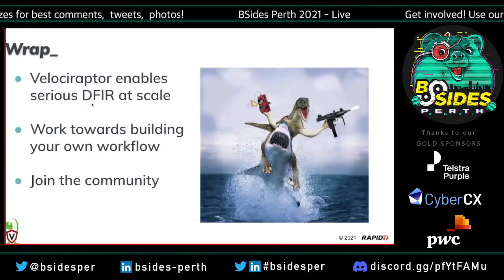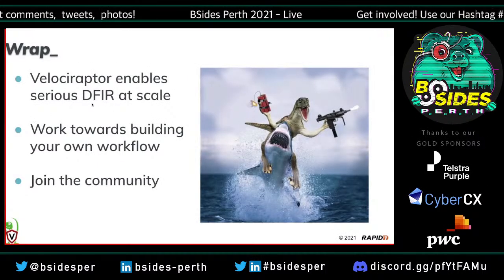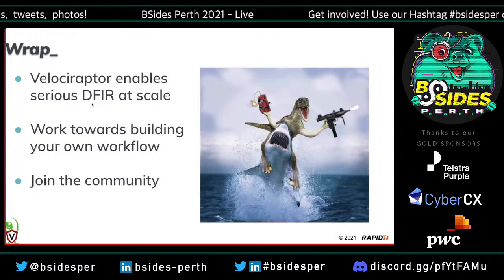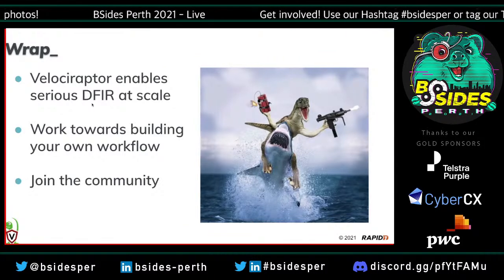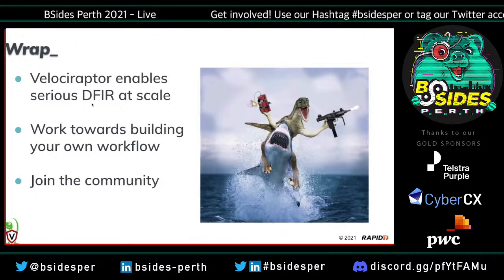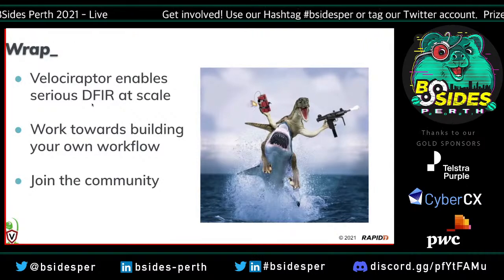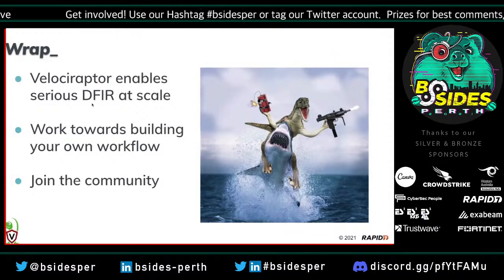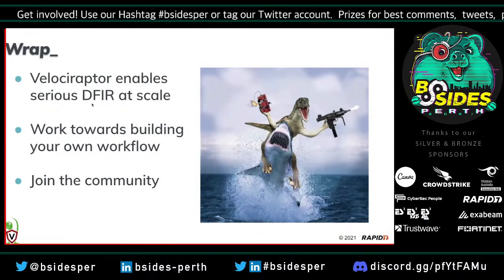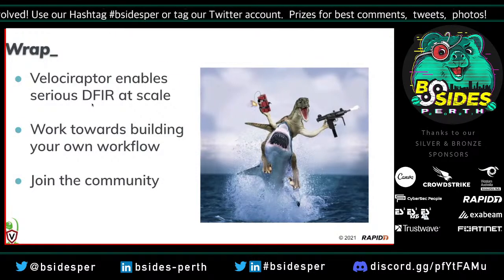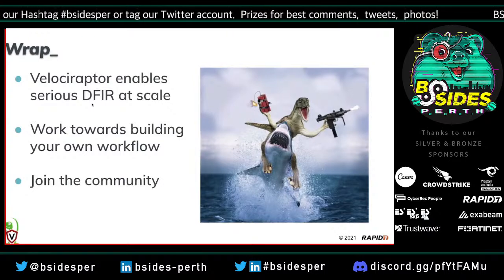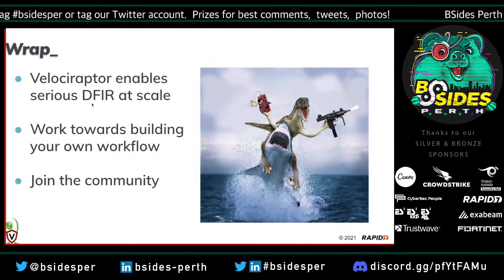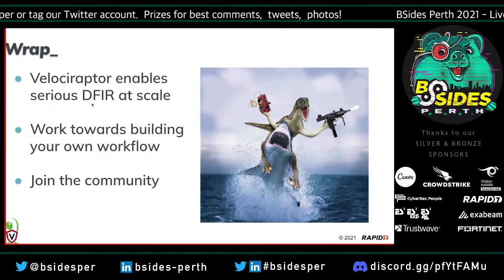The wrap up for today is Velociraptor enables serious DFIR at scale. There's something for everyone. My advice is to work towards building your own workflow. Like I was touching on before, what I typically see is people will start out doing traditional live response. Then as they get more mature, they'll start to do more live analysis. They'll start to build out use cases with things like SOAR and automation. But just start playing with it.